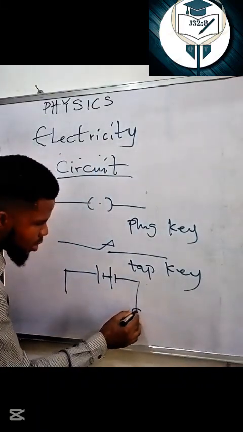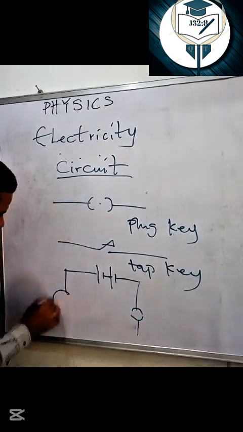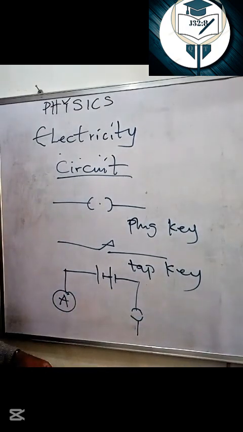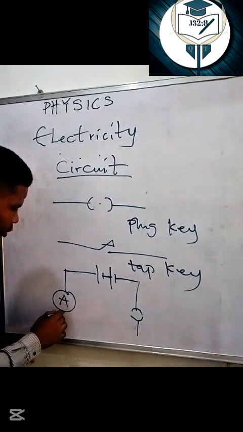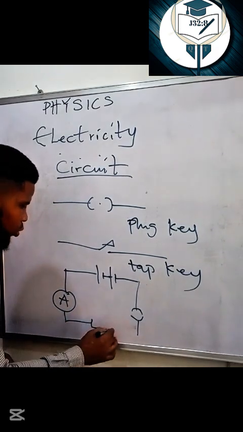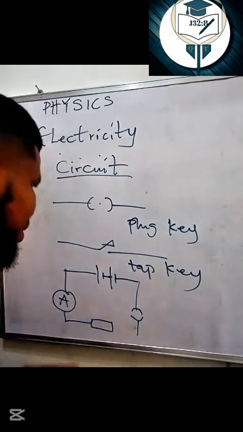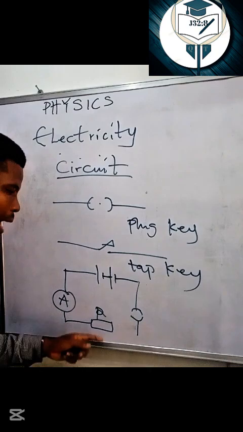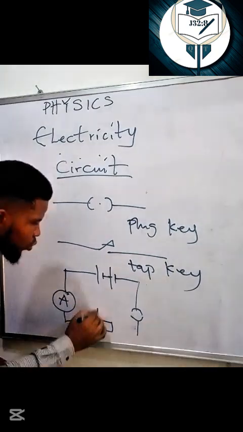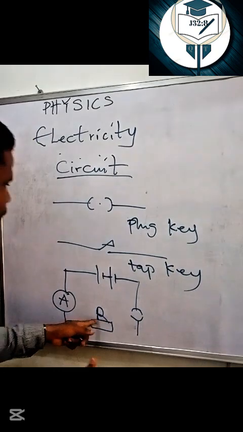So now this is a cell. Let's put our plug key here. We have a plug key here. We have an ammeter. What does an ammeter do? The ammeter reads the amount of current that is flowing. Okay? Then we now have our load. This is not a sign for load, but it's a sign for resistance, okay? But I call it load because most loads have an amount of resistance. So this is our resistance.